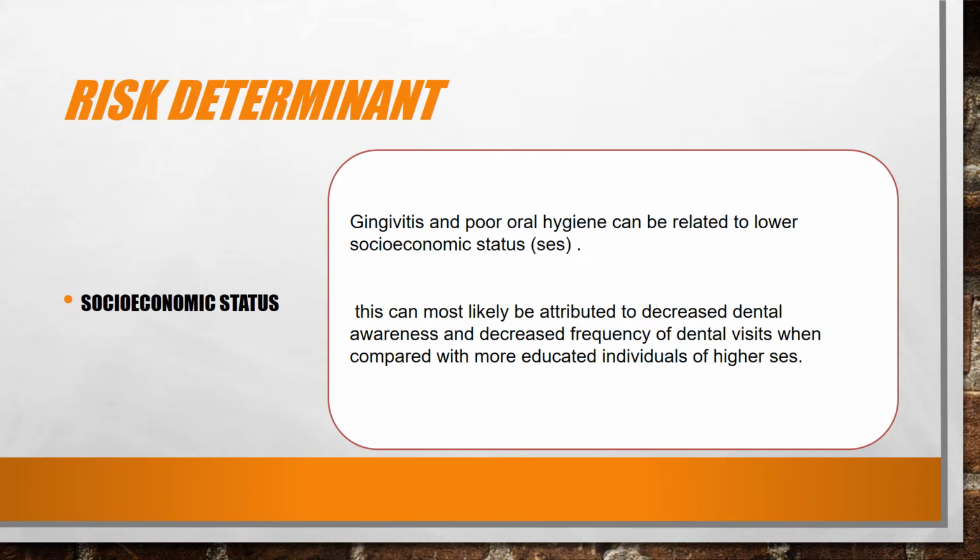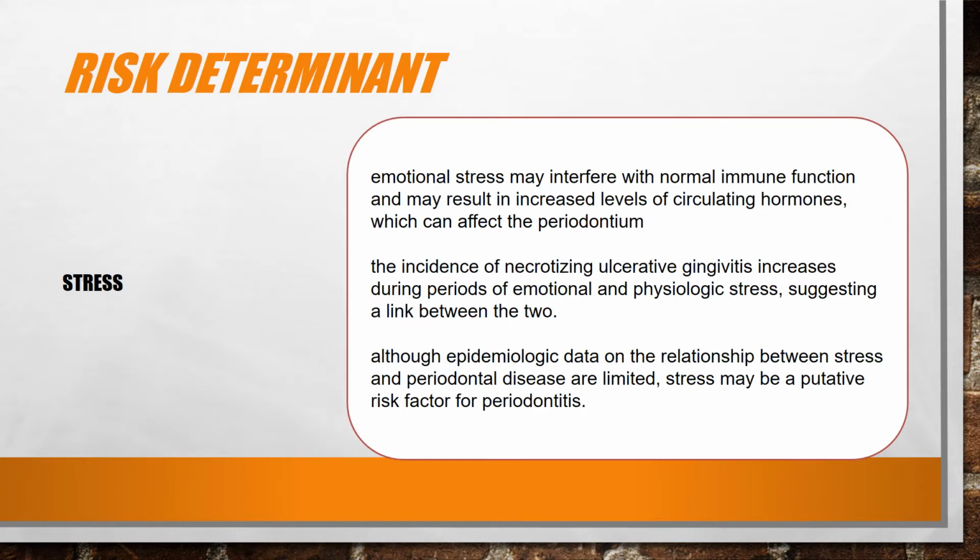Then comes socioeconomic status. Gingivitis and poor oral hygiene can be related to lower socioeconomic status. This can most likely be attributed to decreased dental awareness and decreased frequency of dental visits when compared with more educated individuals of higher socioeconomic status.